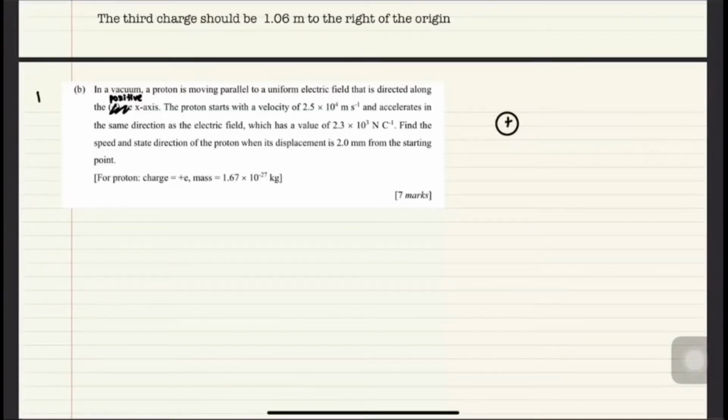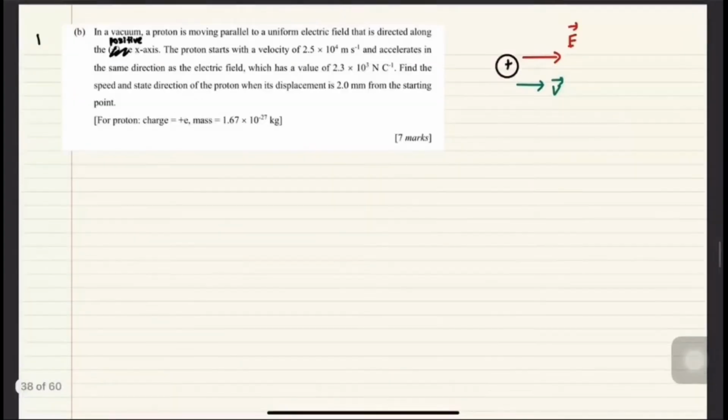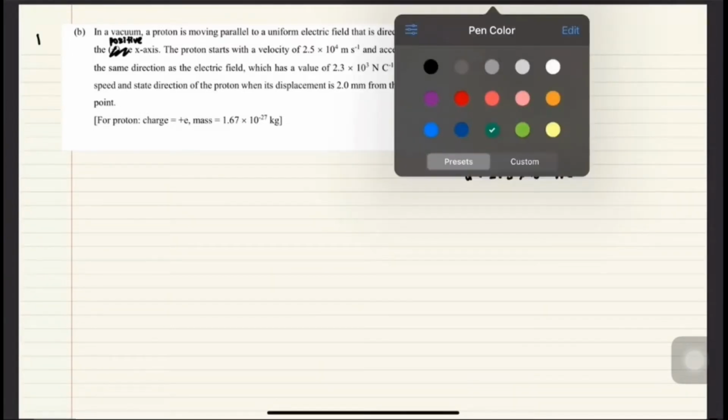And then dia kata this proton is moving parallel to uniform electric field. So let's say if my electric field is to the right, let's say memang kita assume ke kanan lah kan. And then the punya velocity also to the right, parallel. Okay. And then the proton start with a velocity of 2.5 times 10 to the power of 4. That one will be your U, the initial velocity. And accelerates in the same direction as the electric field. Okay, so kalau dia accelerate the same direction with the electric field, that means kamu punya force pun in the same direction lah.